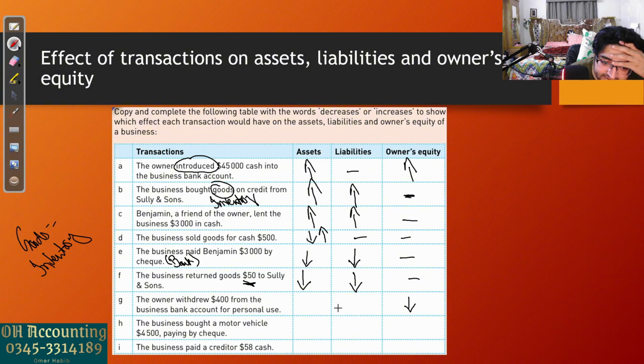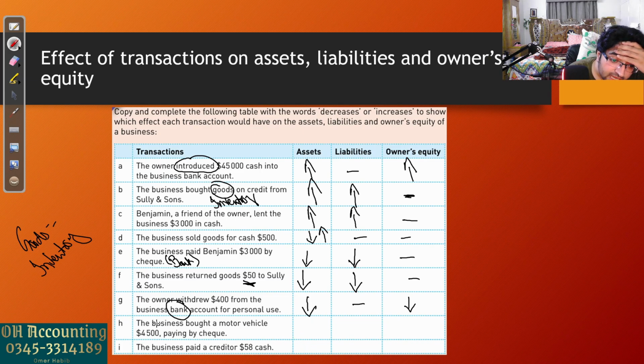No effect on liabilities because we did not pay a loan or we did not take a loan from someone. So no effect. And then the owner is withdrawing $400 from the bank account of the business. So bank is an asset. Money in the bank is decreasing, so assets are decreasing.